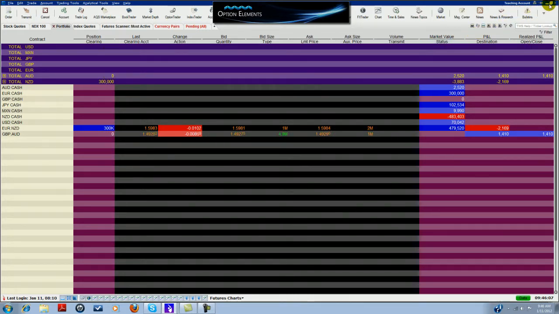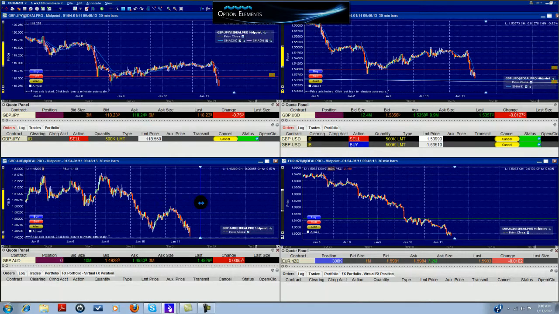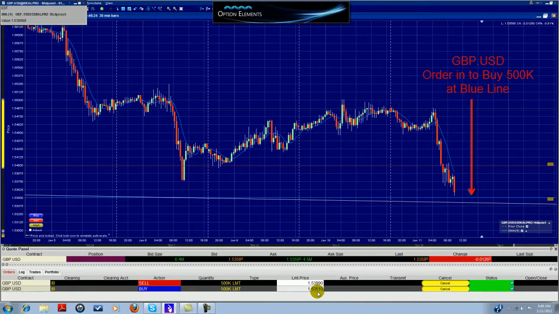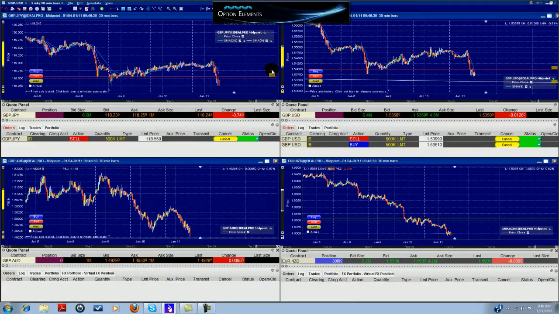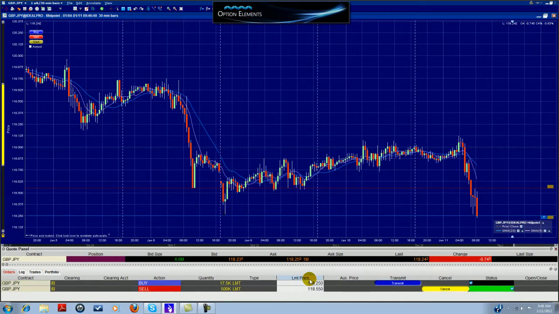So let's go back into our charts. Got a buy order situated in the British pound right here, trying to buy at 51. We're 58 by 59. We will keep an eye on that. Japanese yen. Let's put a buy order in on the yen. I like it right there.